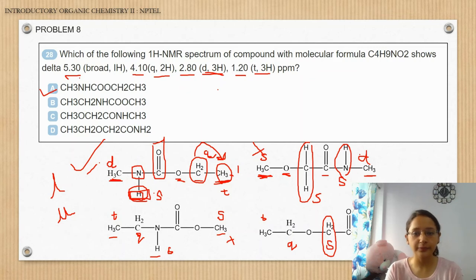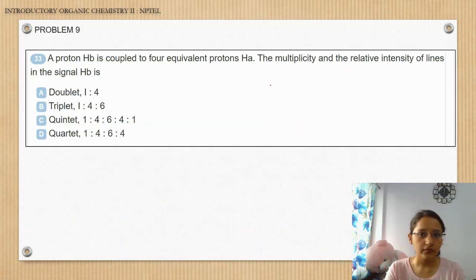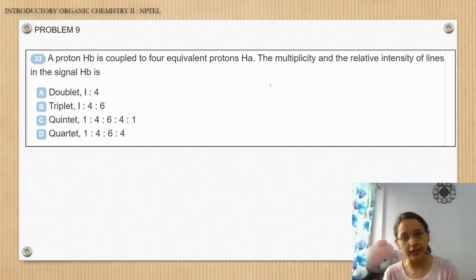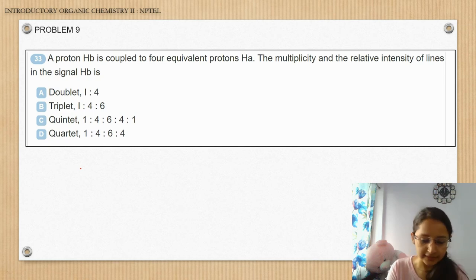Okay, so coming to problem 9. A proton Hb is coupled to four equivalent protons of Ha. Then the multiplicity and the relative intensity of lines in the signal Hb is a doublet, a triplet, a quintet, or a quartet. If you are able to answer those previous questions, you can definitely answer this one, because it is a very simple question. So see what they are saying.